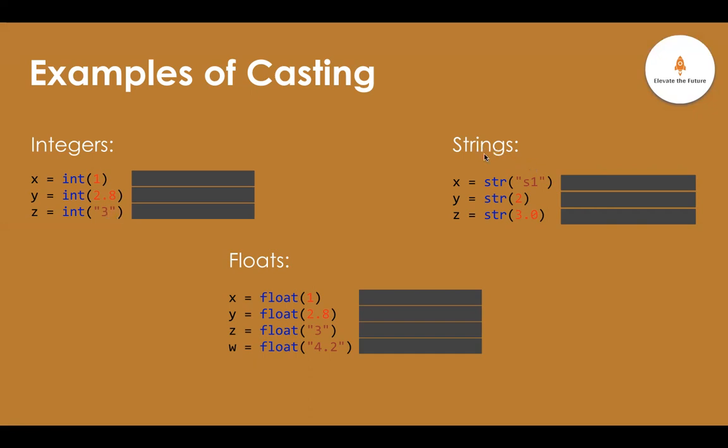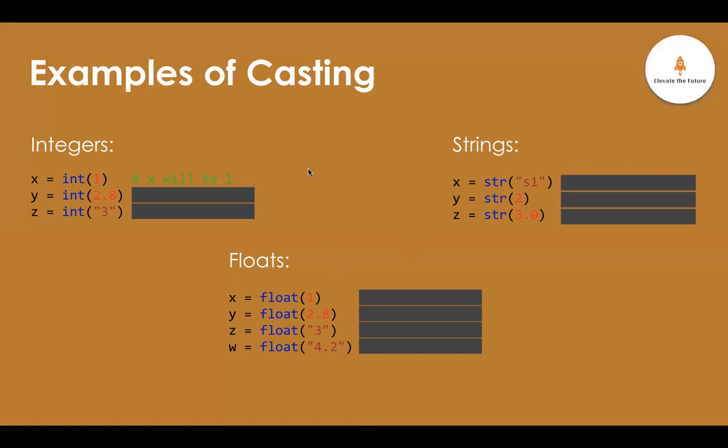You can also cast numbers into strings. So if you have s1, which is a string, and you cast it to a string, it'll stay a string. If you have 2 and you cast it into a string, it'll stay 2, but it will be a string. And 3.0 will be the string 3.0. For floats, you can take an integer and cast it to a float and it will be 1.0. A float that's 2.8 will stay 2.8, and so on.